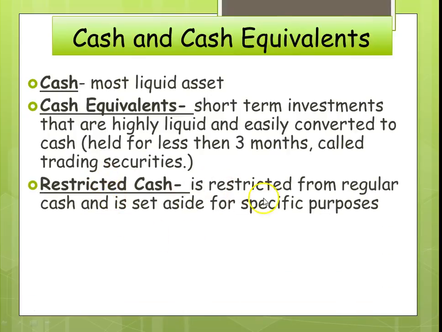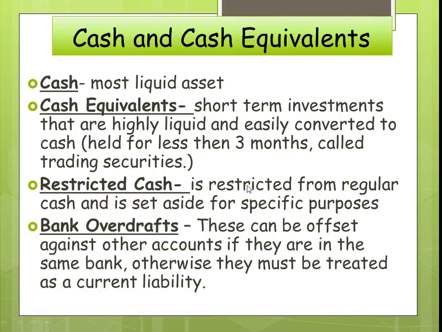Restricted cash is restricted from regular cash and is set aside, so that would not be included as part of the cash. And then bank overdrafts. The rule is, if you have a negative balance in your bank account, but you have another account in the same bank with a positive, you can net the two together. But if they're not in the same bank, then you have to show the bank overdraft as a current liability.